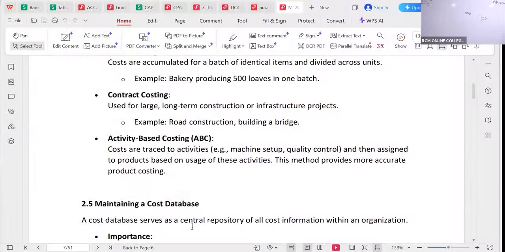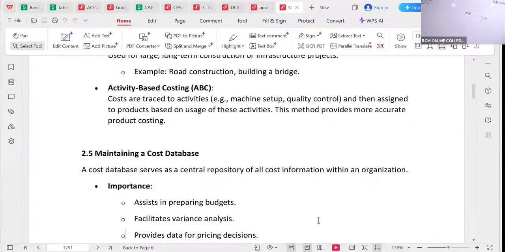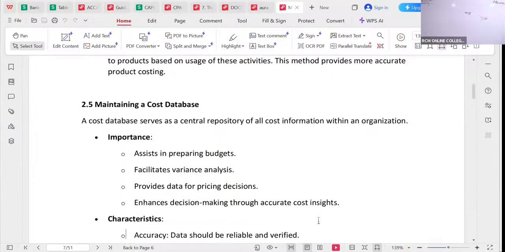Maintaining a cost database. A cost database serves as a central repository of all cost information within an organization. The importance: it assists in preparing budgets because you have all the costs, right? Facilitates variance analysis, provides data for pricing decisions, enhances decision making through accurate cost insights.